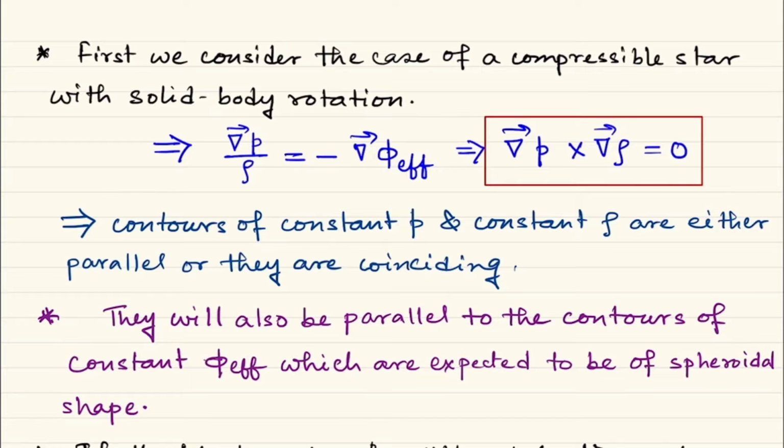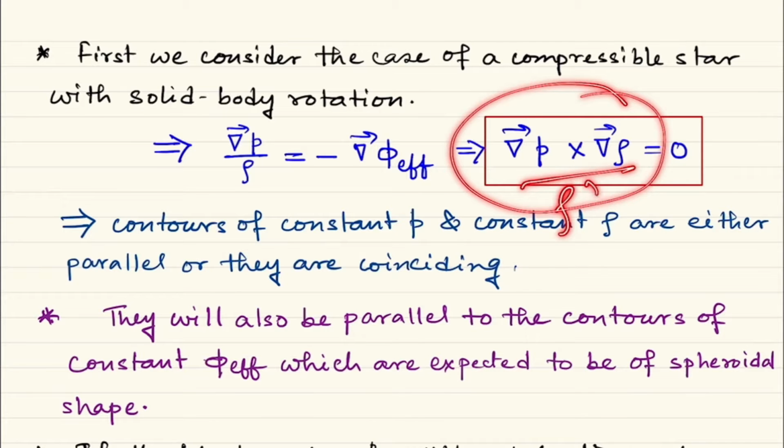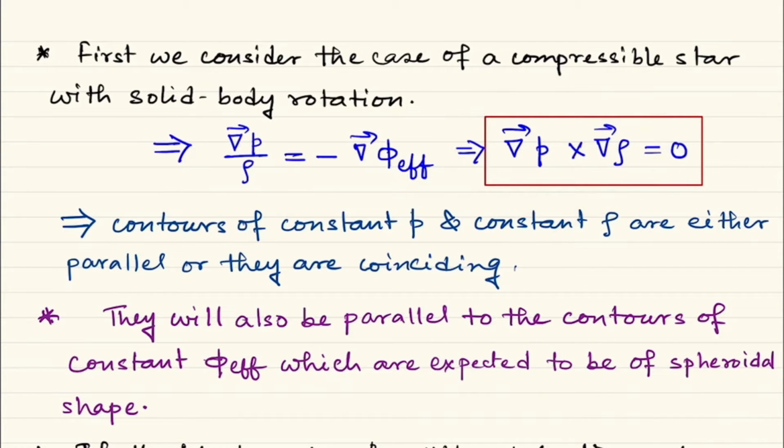This term, divided by rho square, is nothing but the baroclinic term. Now this just says that the gradient of P and the gradient of rho are parallel. As we know, the gradient direction is normal to the surface of constant pressure and constant density, so the contours of constant P and constant rho are either parallel or coinciding.